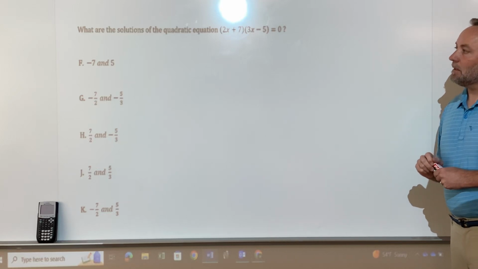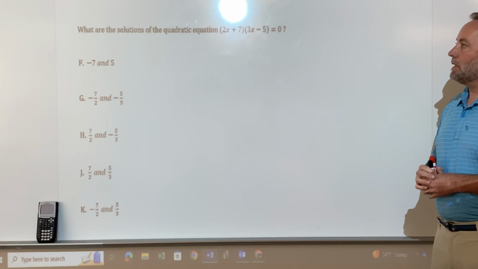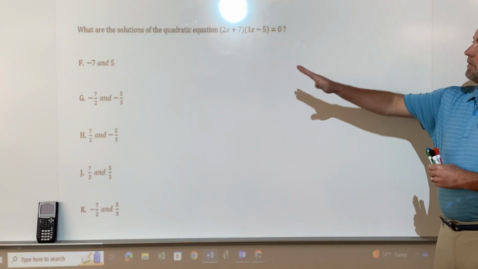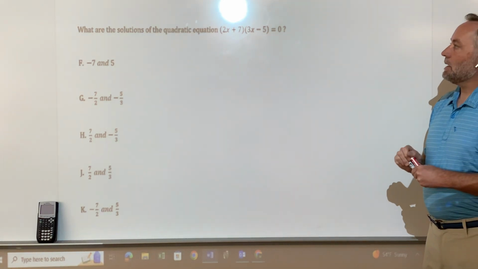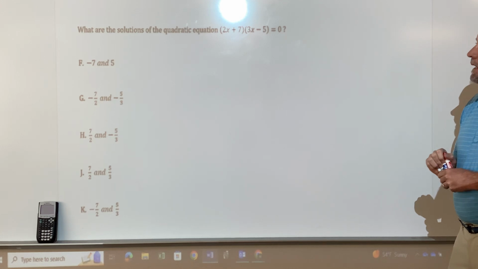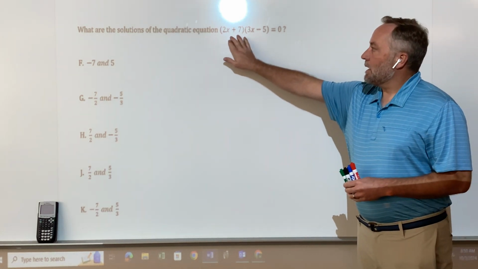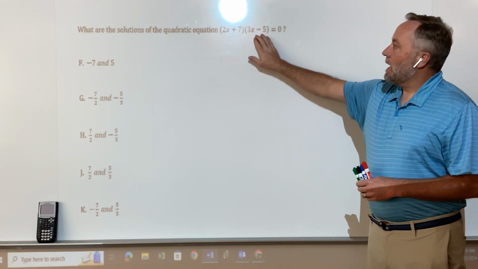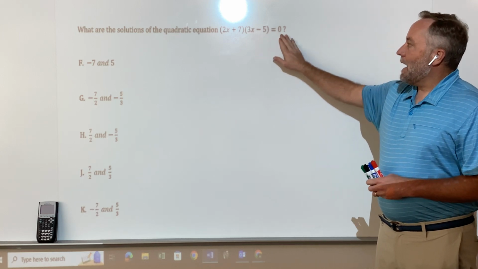This question is asking us about the solutions, or the values for x, that will make this equation 0. It says, what are the solutions of the quadratic equation (2x + 7)(3x - 5) = 0? It's already in factored form for us, so we have a product: the first parentheses, 2x + 7, times the second parentheses, 3x - 5, and that has to be 0.